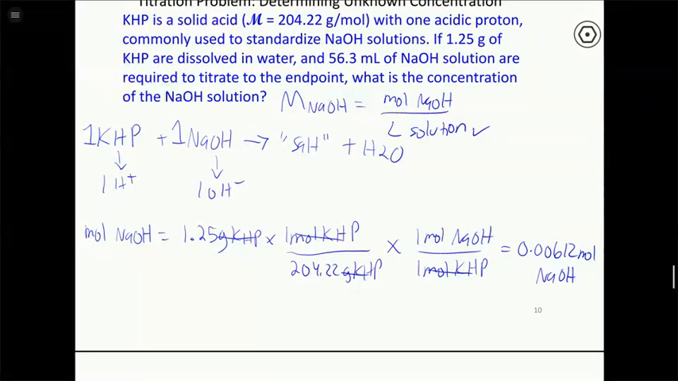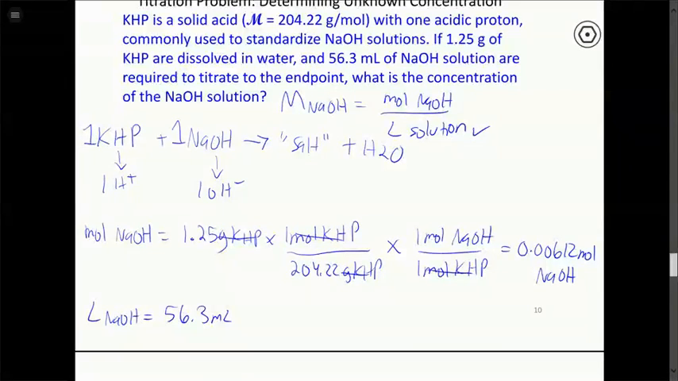Okay, so that's the moles of NaOH. We now also need the liters of solution, which is not directly given to us, but we're given the milliliters of the NaOH solution that we added. So the liters of our NaOH solution is going to be 56.3 milliliters. Then we just have to convert that into liters. So 1 liter of NaOH solution has 1,000 milliliters.